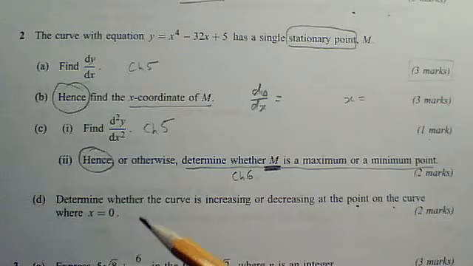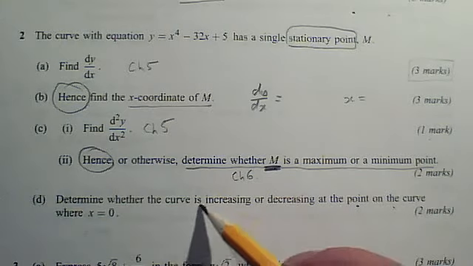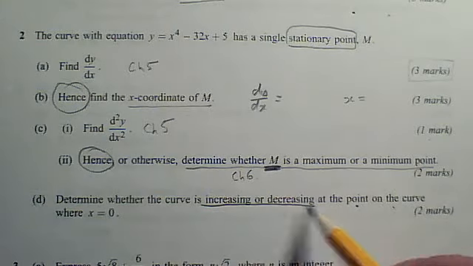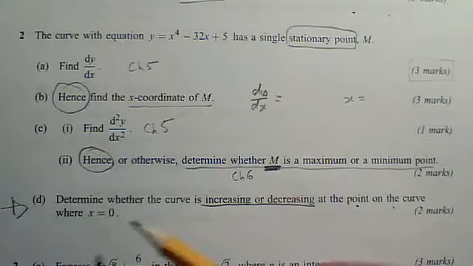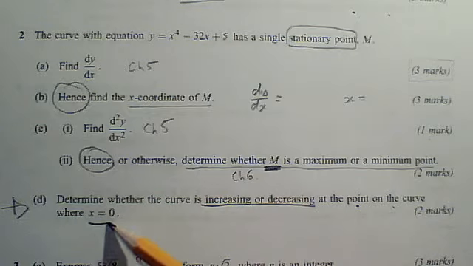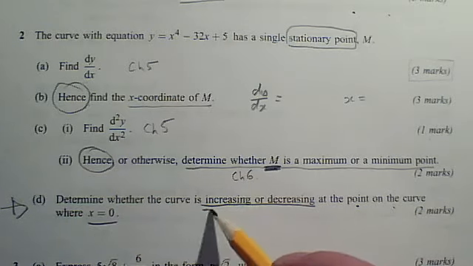Then in part D, you've got to determine whether the curve is increasing or decreasing. This is a re-entry point. All this stuff about the stationary point you can forget about. We're away from M now. We're at a different x value. X is 0. Increasing or decreasing.